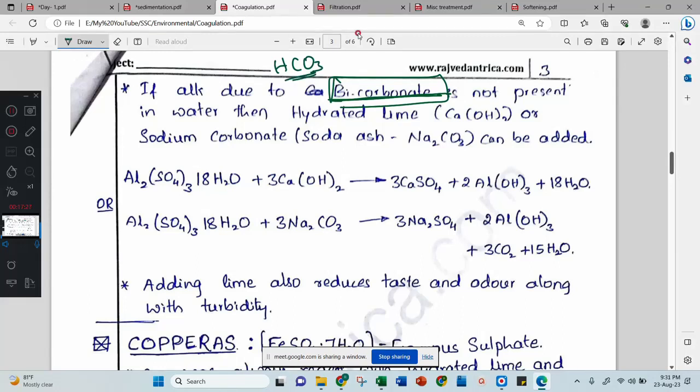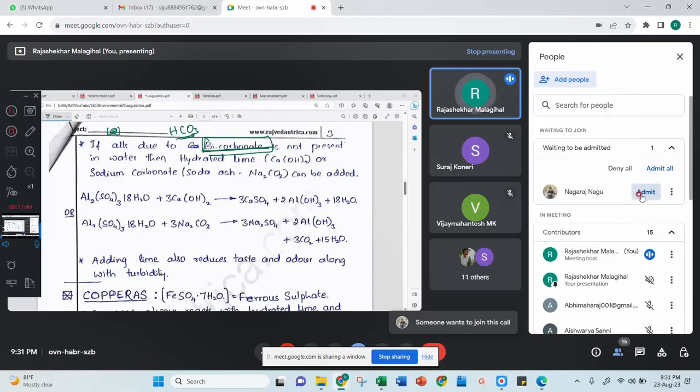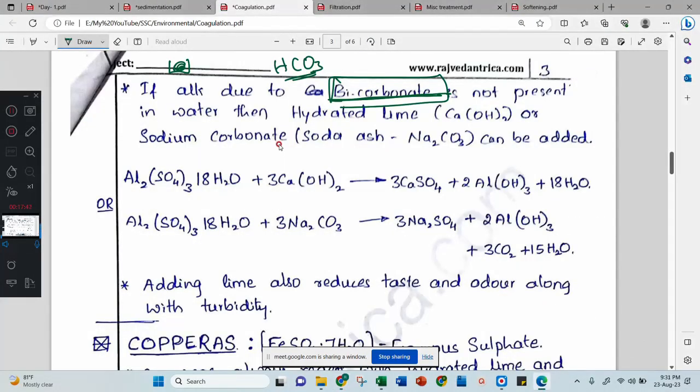Then you produce this HCO3, or otherwise we have another equation. You take a small container, prepare the alkalinity due to HCO3 minus, and after that you add that to the water. That is one option. Otherwise, our alum can also react with calcium hydroxide.